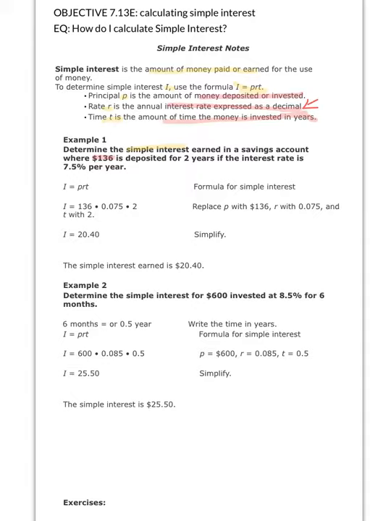These are what we're trying to differentiate: what is the principal, what's the rate, and what's the time. 136 is going to be our principal, because if we look back at principal, it says the amount of money deposited or invested. So 136 is our principal, and I'll highlight that in red. Our rate is 7.5% per year, so I'll highlight that in blue. And our time is 2 years, so I'll highlight that in green.